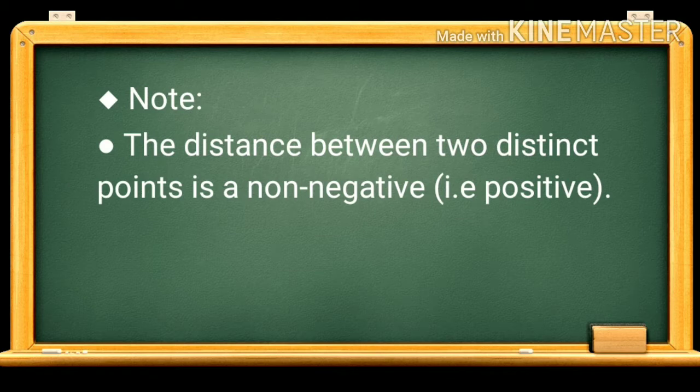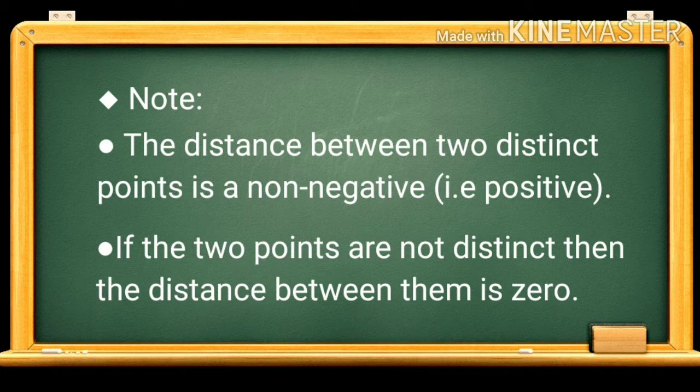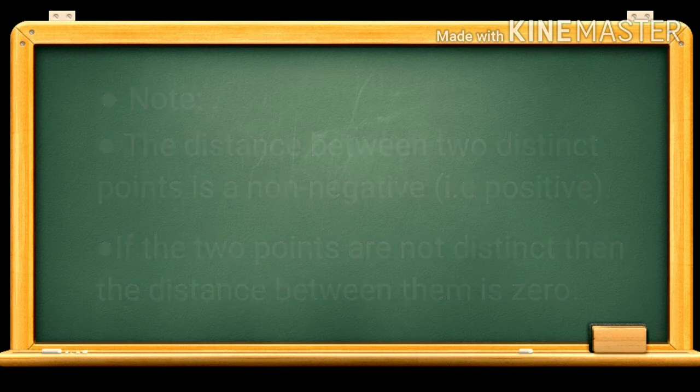Now, note that the distance between two distinct points is non-negative. It means it is always a positive real number, because we cannot measure the distance in negative. And if two points are not distinct, then the distance between them is 0. It means if two points are not distinct, then they are the same. So, the distance between them is 0.